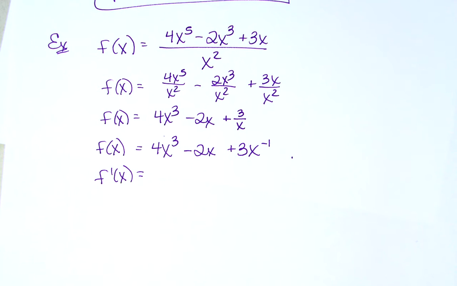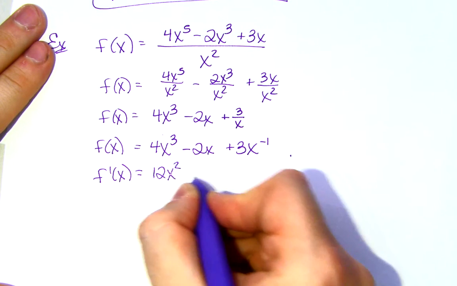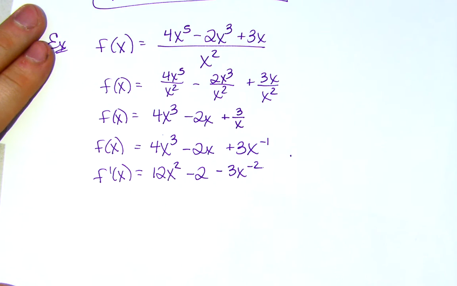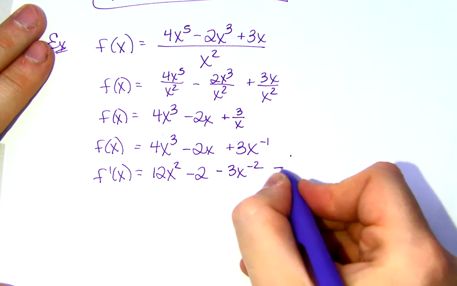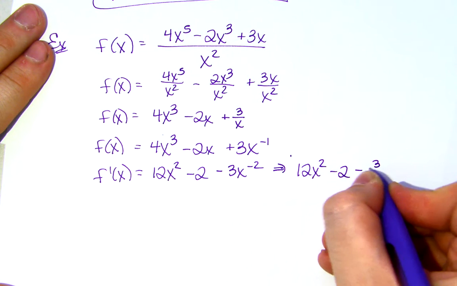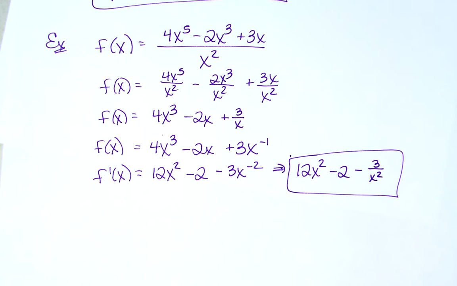Any new volunteers? Tell me a derivative? Maybe, possibly. Ryan. 12x squared minus 2 minus 3x to the negative 2. Good. Anything else I'm going to need you to do? Get rid of the negatives. So I'm going to write this as 12x squared minus 2 minus 3 over x squared will be our simplified answer. I guess we could do a common denominator thing. I'm not going to bother. That's the final answer. Good enough.